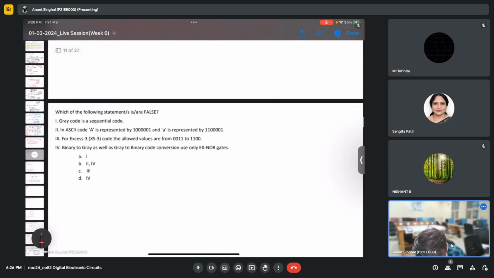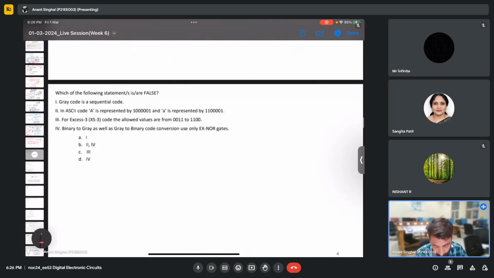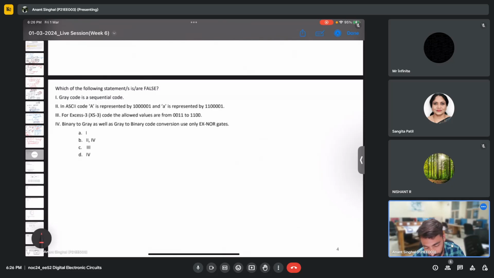Okay, so this is a theoretical question. Let's move ahead in this also. Now you need to be aware that it is asking for which of the statements are false instead of true. So we need to check first of all the statements. The first statement is gray code is a sequential code. The second statement is ASCII code of capital A is this and small a is this. Then we have for XS3 code, the allowed values are from this range to this range, and binary to gray and gray to binary are only done using XNOR gates. So these are all the statements. So let's start one by one.